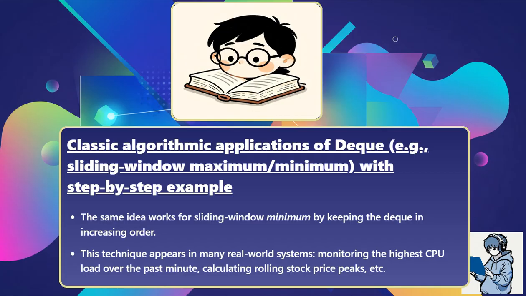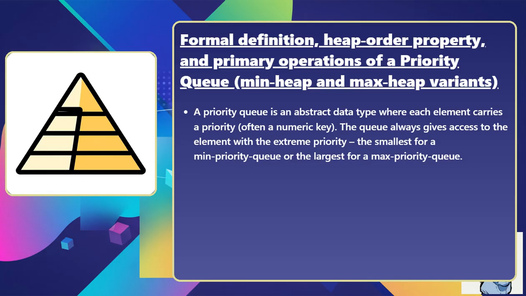A priority queue is an abstract data type where each element carries a priority, often a numeric key. The queue always gives access to the element with the extreme priority, the smallest for a min priority queue or the largest for a max priority queue.